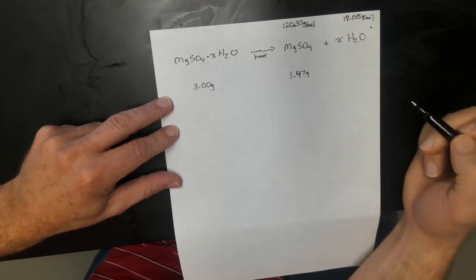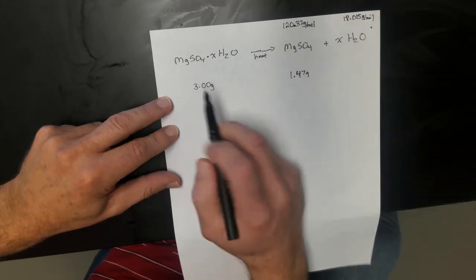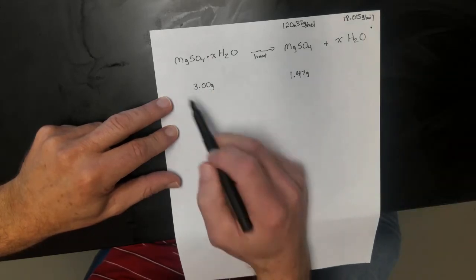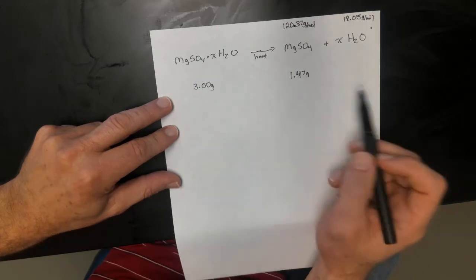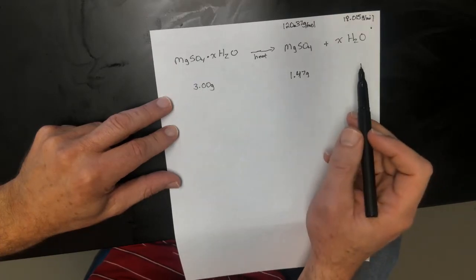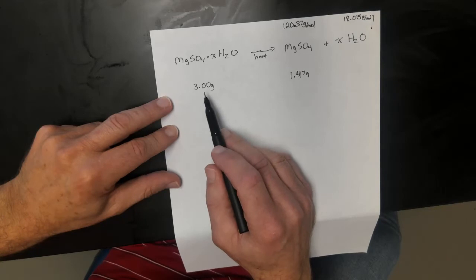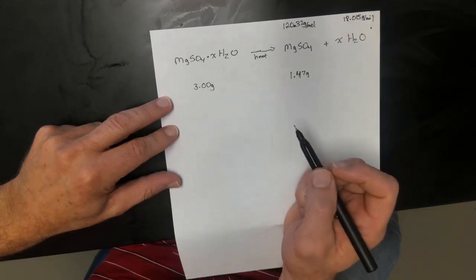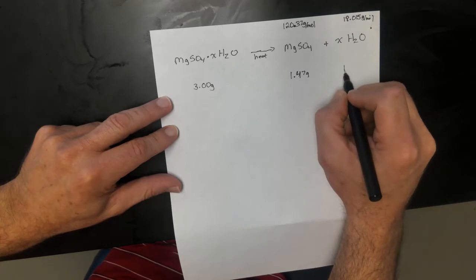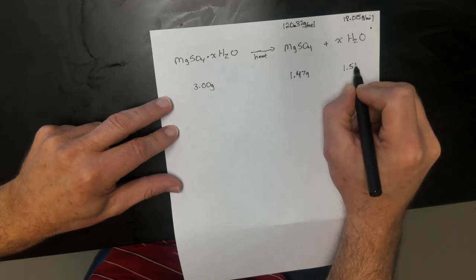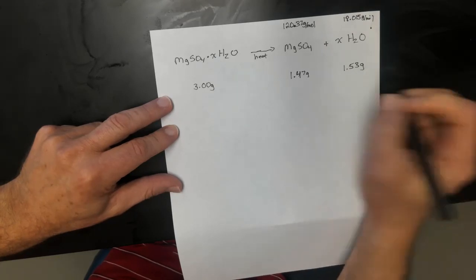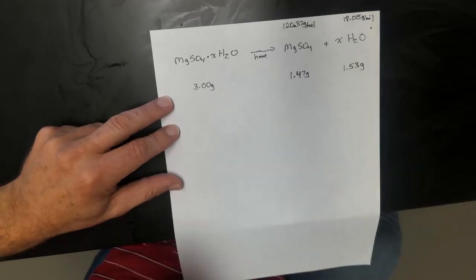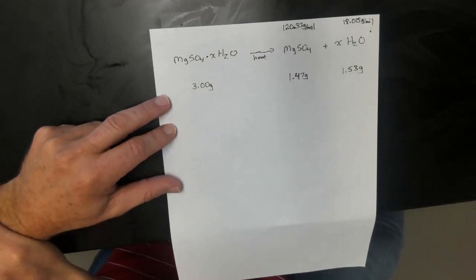Well, how much water was lost? Mass has to be conserved. If there are 3 grams on the reactant side, there have got to be 3 grams on the product side. So just 3.00 minus 1.47 must be the mass of the water. So 1.53 grams of water. That's how much was lost.